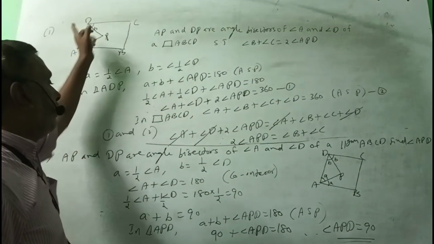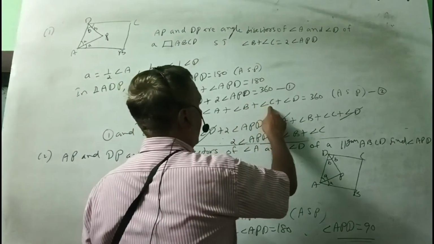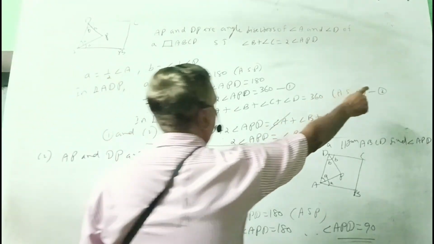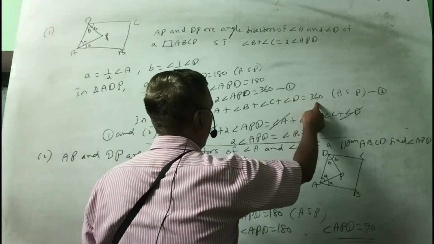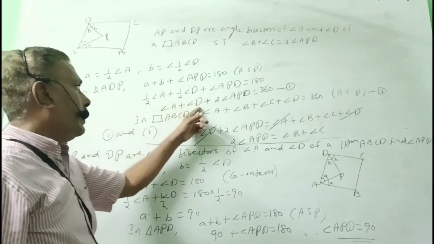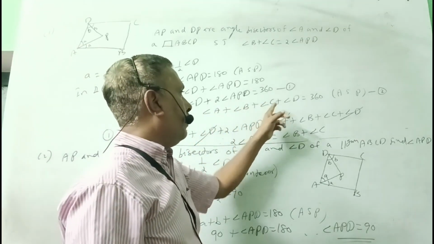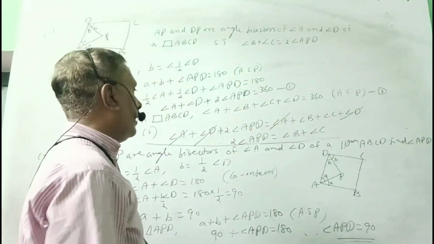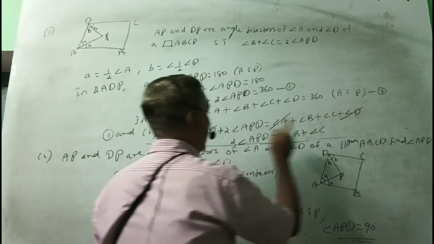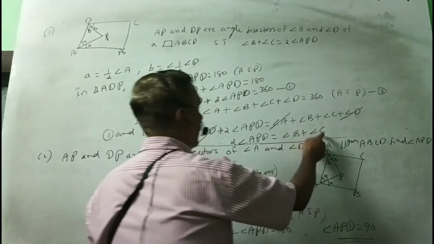Now in quadrilateral ABCD, if we apply the angle sum property, angle A plus angle B plus angle C plus angle D is equal to 360 degrees. So equations 1 and 2 have equal RHS, therefore the LHS are also equal. So angle A plus angle D plus 2 angle APD must be equal to angle A plus angle B plus angle C plus angle D. Here angle A cancels, and angle D cancels. What remains is 2 angle APD is equal to angle B plus angle C.